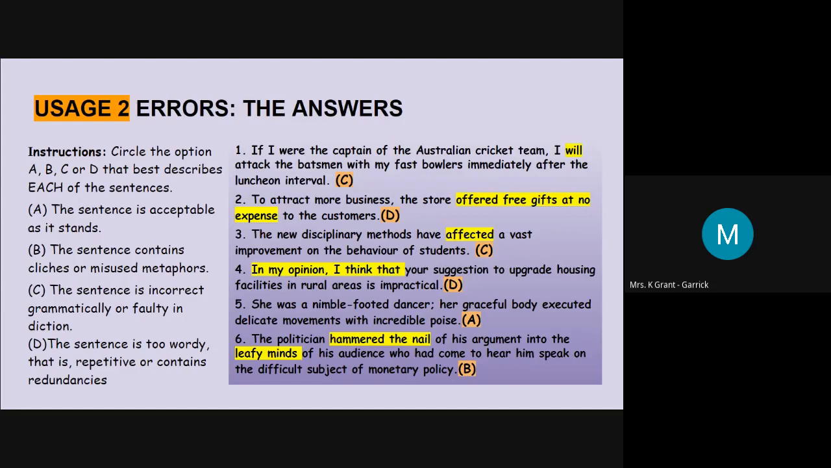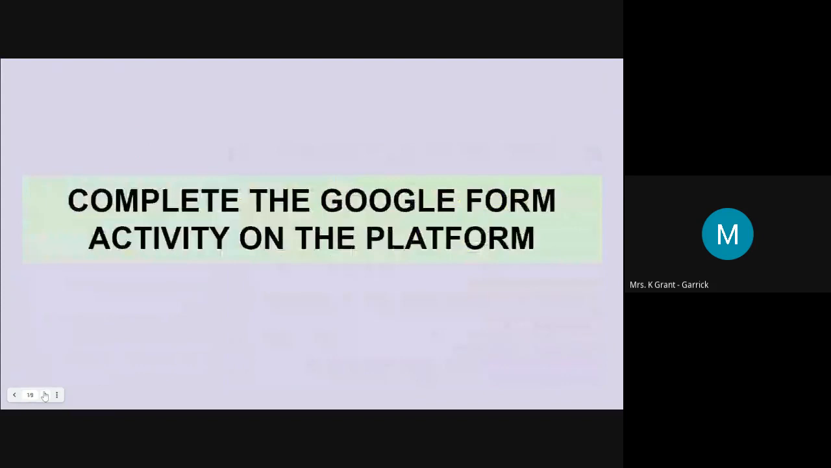And again, when we look at 4, we know that this is definitely redundancy, repetition, because "in my opinion" is the same thing as "I think that." Number 5 is okay. And number 6 now, we know that that one is definitely cliches. Remember those expressions? Hammer the nail? Those terms that we don't normally use in regular conversation, leafy minds. Once you see that, you know that you have to put your B there. So that's pretty much it.